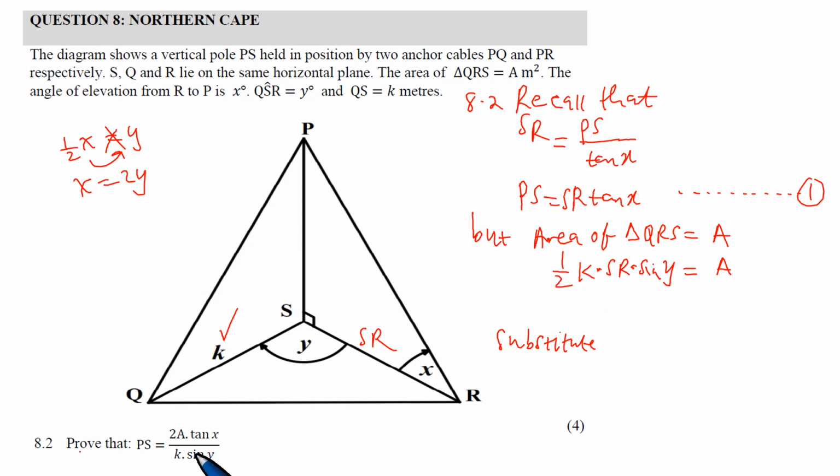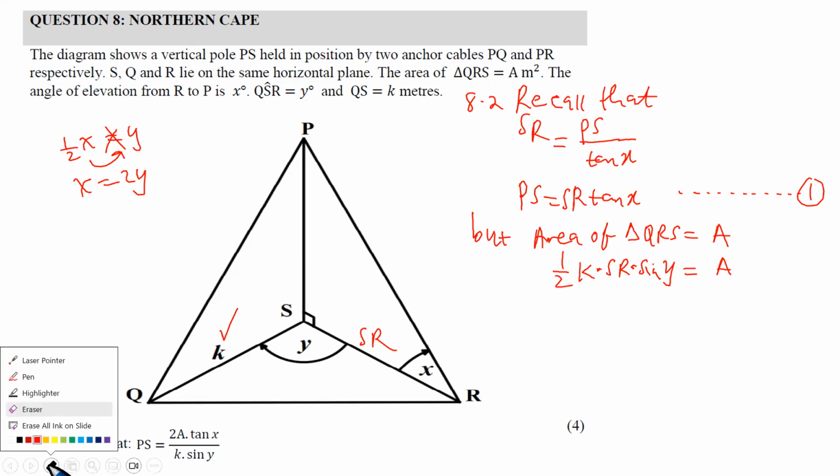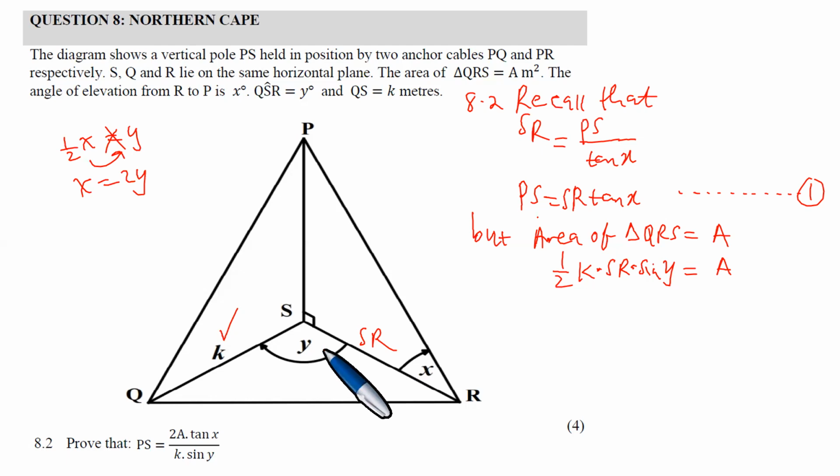This fraction, we can write it in many ways. Let me write it in this very standard way. Because we have the fraction one half, we're going to multiply both sides by two: multiply by the number two on the left, and multiply by the number two on the right. These two cancel this one, giving us k SR sine y is equal to twice a.